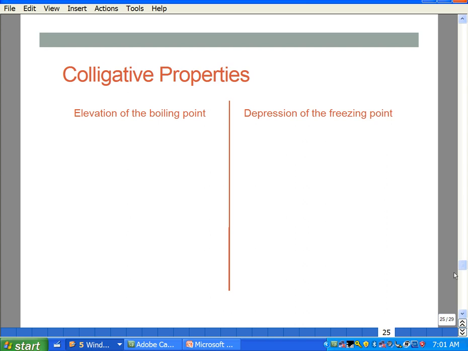So basically, if something is a non-electrolyte, which means it is something like sugar that does not ionize in solution, then no matter what kind of substance it is, if you have 5 moles of sugar and 5 moles of some other substance, those two things should have the same effect on a solution. If I put sugar on the ice cube and that other substance on the ice cube, it should raise or lower the freezing point the same way.